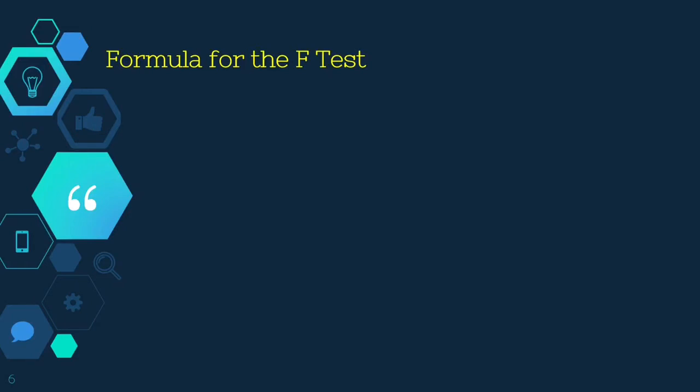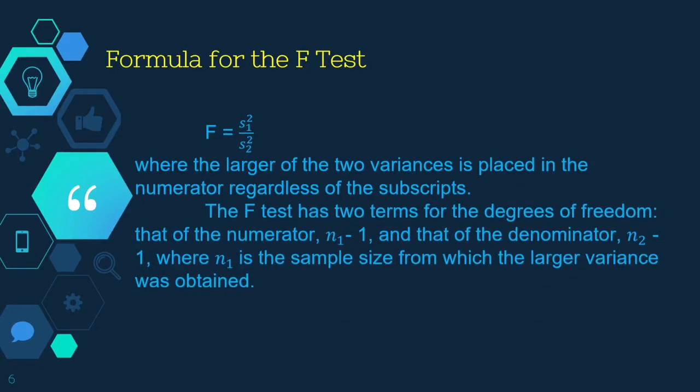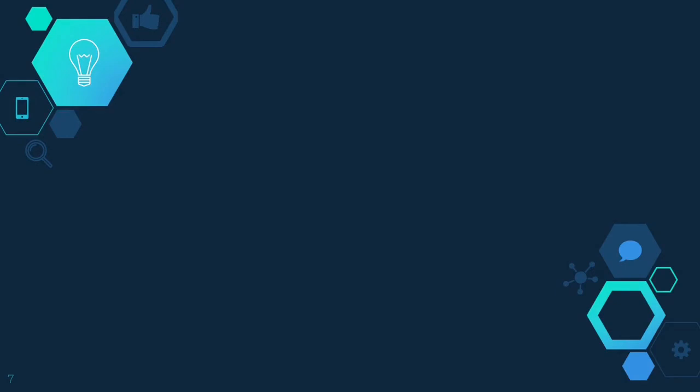Here is the formula for the F test. F is equal to s squared sub 1 all over s squared sub 2, where the larger of the two variances is placed in the numerator regardless of the subscripts. The F test has two terms for the degrees of freedom: that of the numerator, n sub 1 minus 1, and that of the denominator, n sub 2 minus 1, where n sub 1 is the sample size from which the larger variance was obtained. When you are finding the F-test value, the larger of the variances is placed in the numerator of the F formula. This is not necessarily the variance of the larger of the two sample sizes.